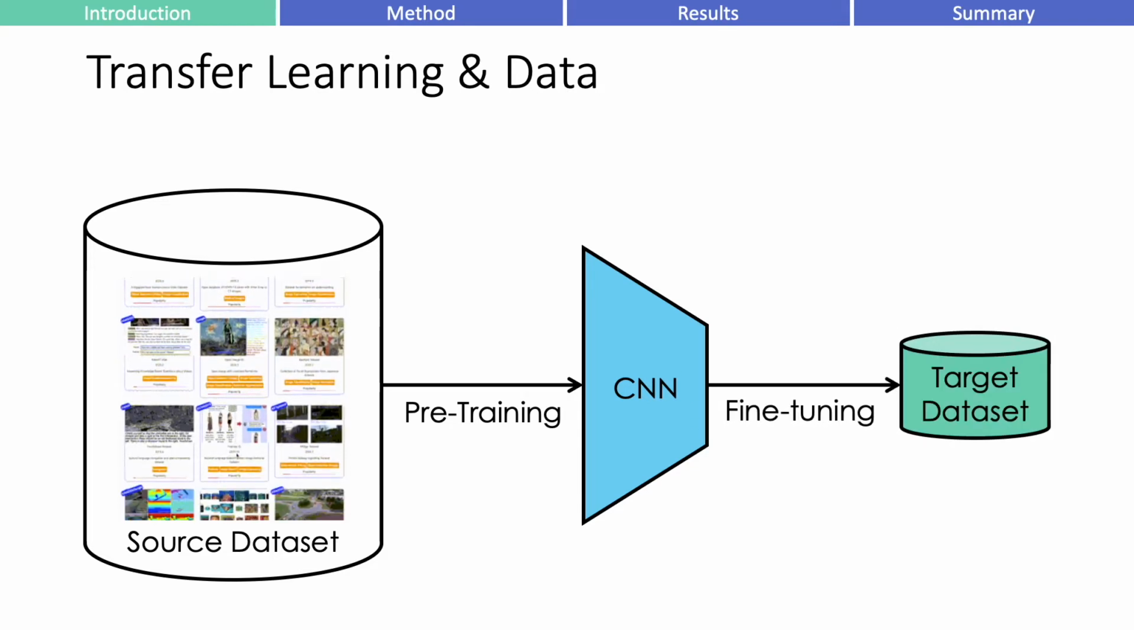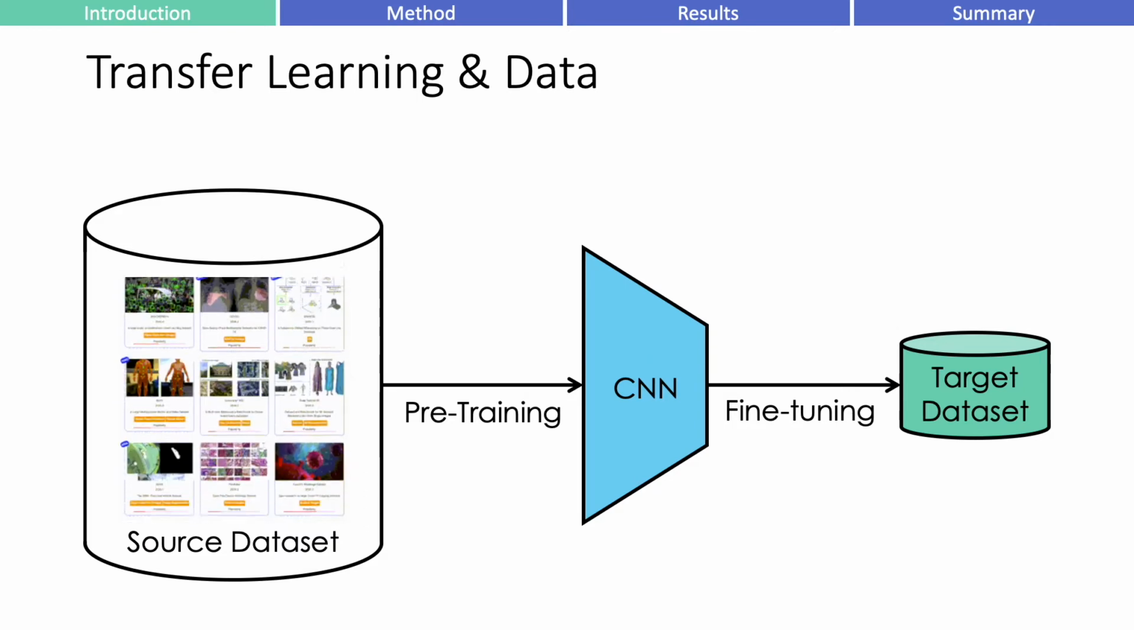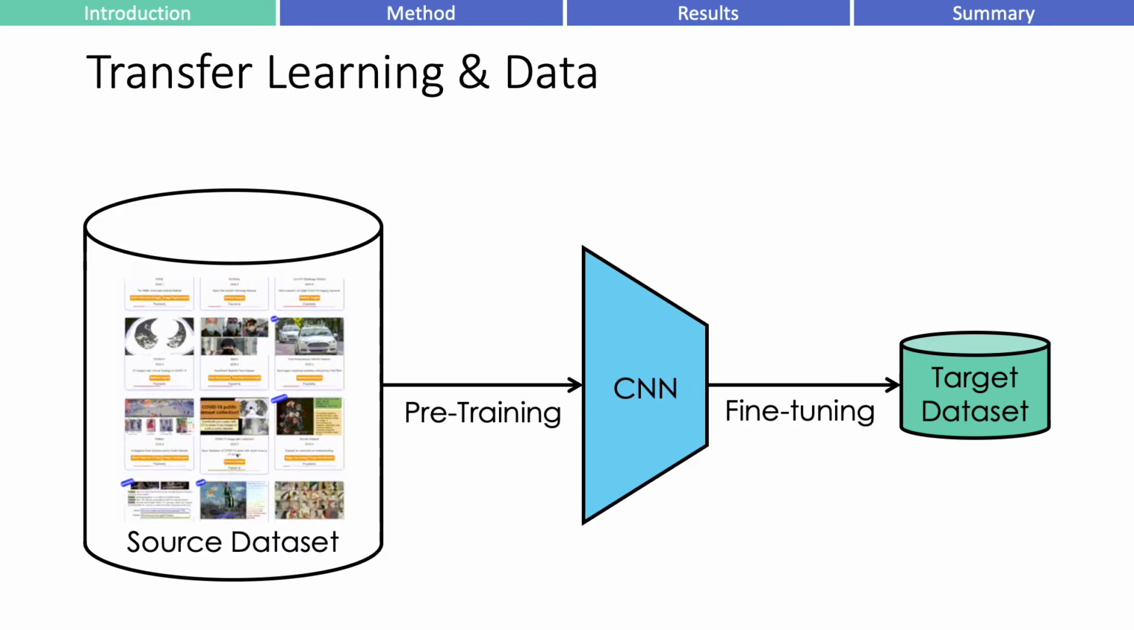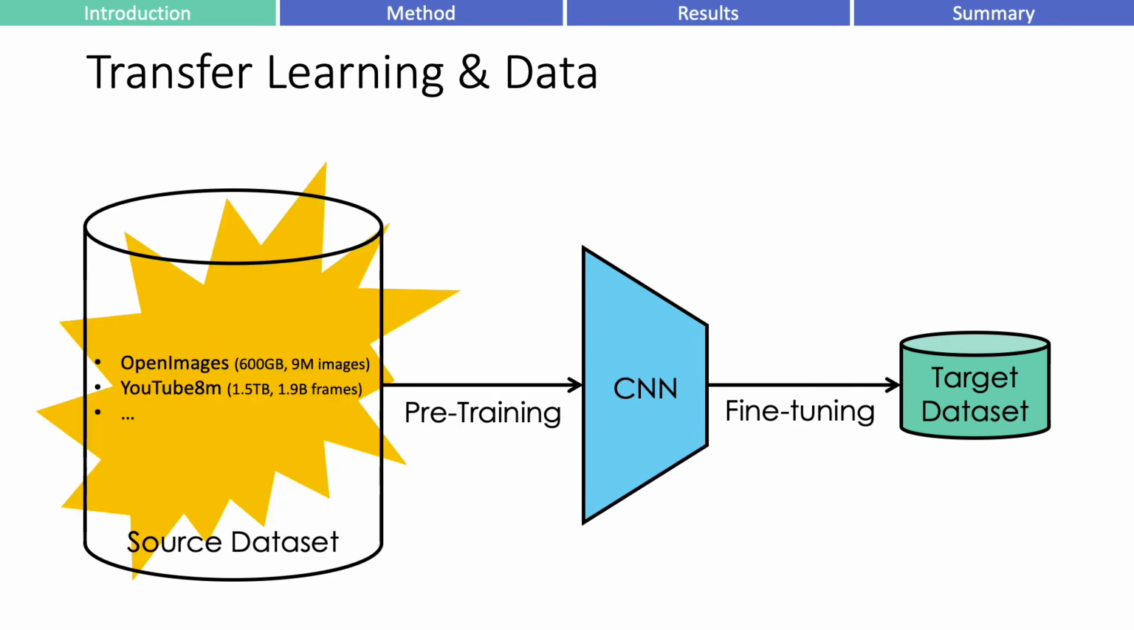On the other hand, we have seen an increasing scale of available datasets, and the sizes of these datasets are also significantly increasing. For example, OpenImages is 20 times larger compared to its predecessor Coco. The video benchmark YouTube AM is 1.5 terabytes in size. The computational resources required to pre-train all these massive data is clearly very expensive.